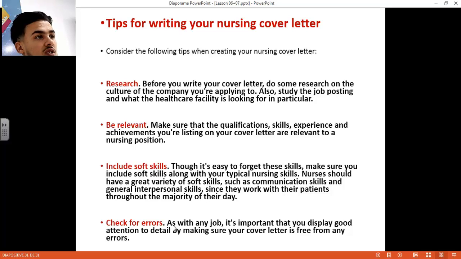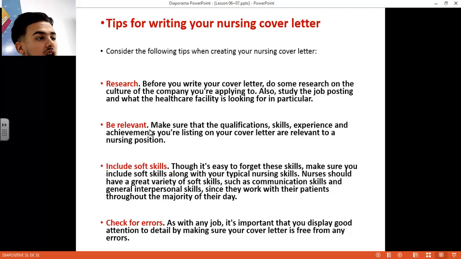Moving now to some tips for writing your nursing cover letter, that may help you to get a good one. Consider the following tips when creating your nursing cover letter. First, research. Before you write your cover letter, do some research on the culture of the company you are applying to. So to know more about the company you are going to work with, you have to do research, of course. Also study the job posting and what the healthcare facility is looking for in particular. So the research here is needed before applying to any job.